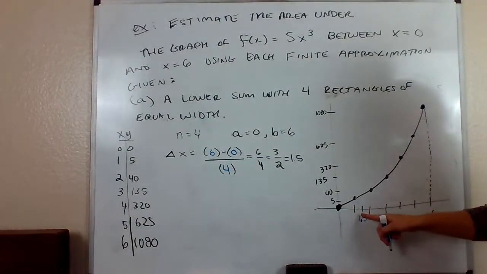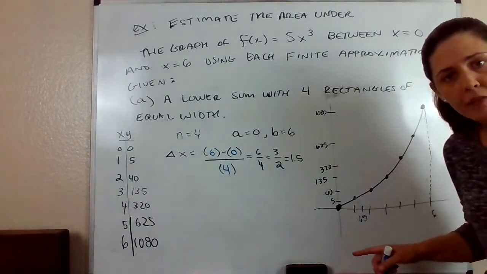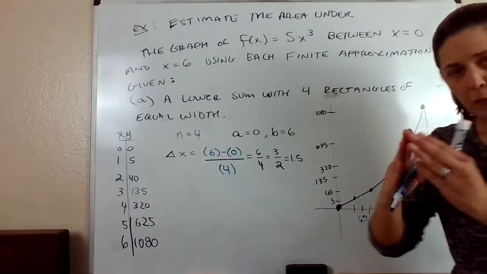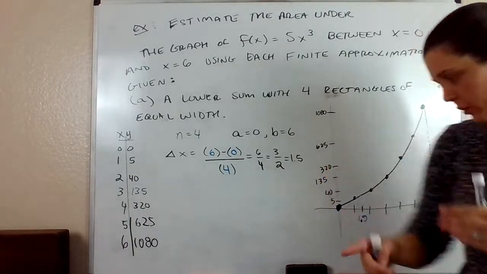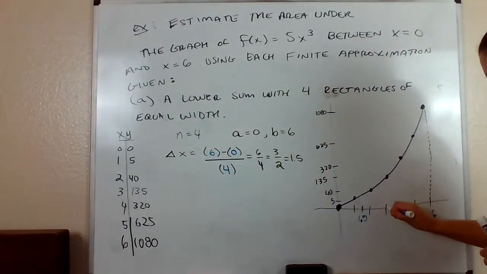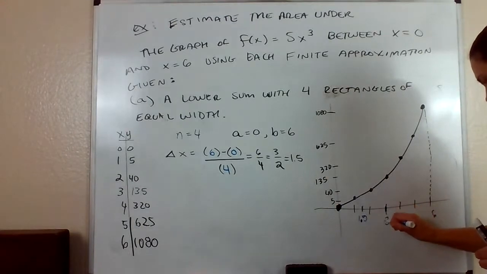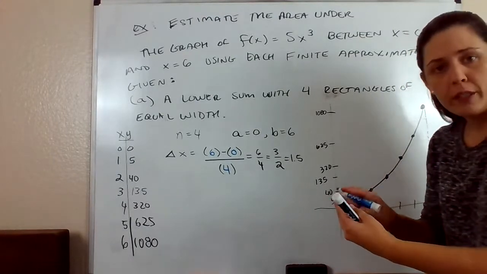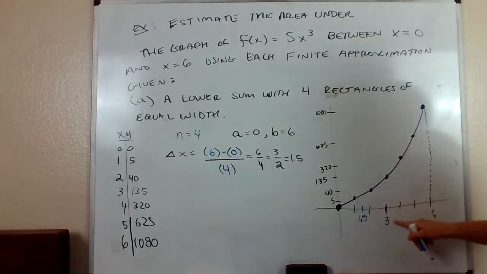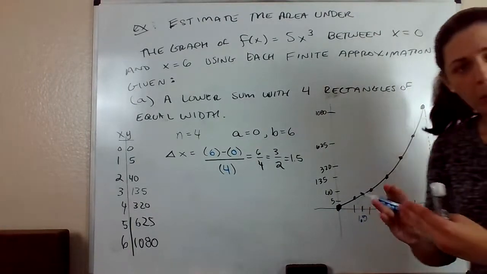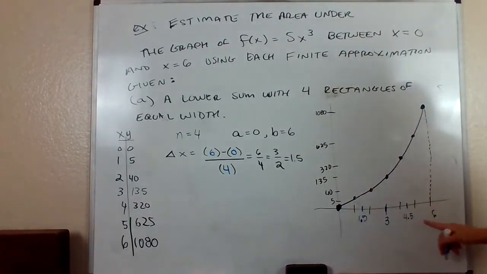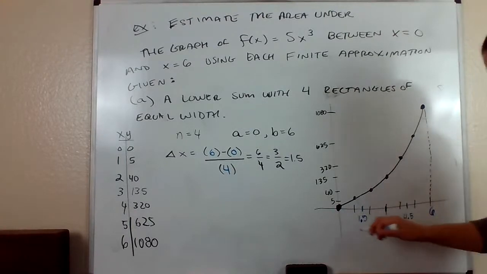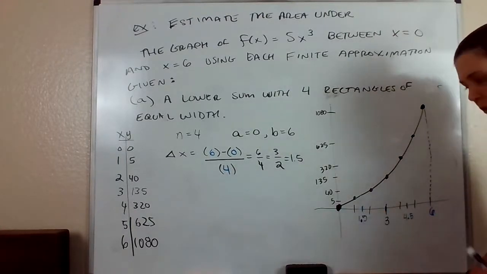From there, 1.5 plus another 1.5. So watch what I'm doing. I have to now move over another 1.5 length. So 1.5 plus another 1.5 puts me right here at 3. Then plus another width, excuse me, I think I said length, but let's call it width, another width of 1.5, 3 plus 1.5 will put me right here at 4.5. And then 4.5 plus 1.5 puts me right here at 6. And so that's a good way to know that I did this right. I ended up at the end of my interval.